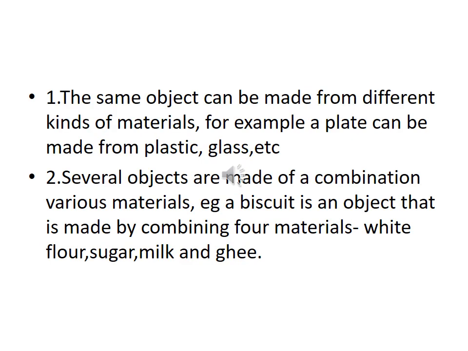Sometimes the same object may be made of different materials. For example, we use a plate in our daily life. A plate is an object and it is made up of different materials like plastic, glass, steel, silver.